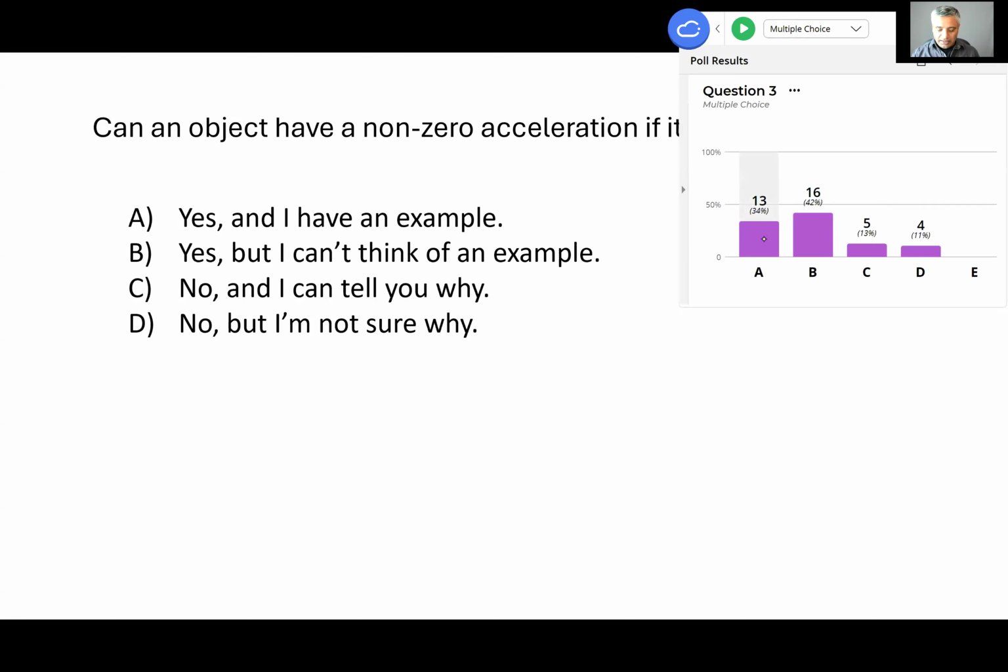So yes, you should have example because we just talked about it, okay? So I think A is the best answer. B is also a correct answer, but I'll stick with A in this case. You should have example because we talked about that. Roll a ball on the inclined plane. That is also an example, same thing, okay?